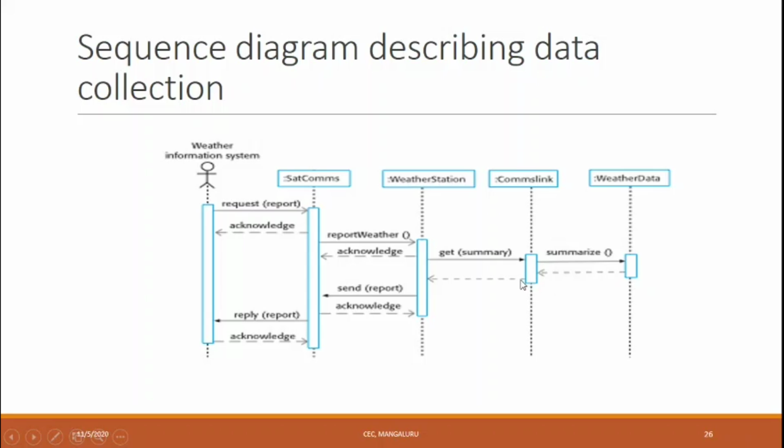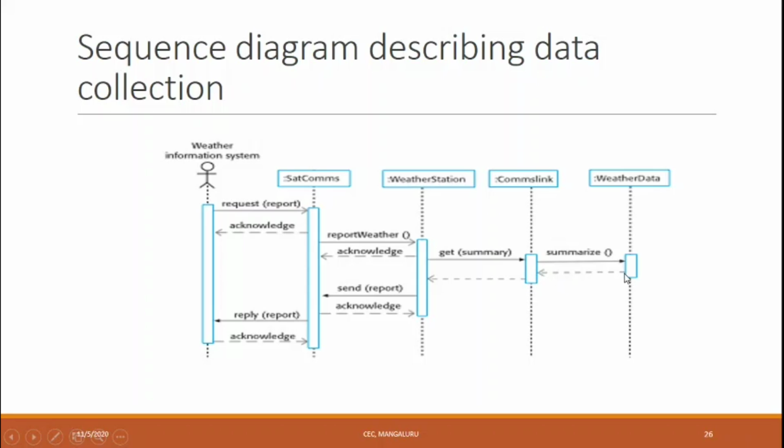Then the communication link calls the summarize method in the object, and weather data waits for a reply till it gets the summarized data. So the weather data summary is computed here, and it sends a return to the weather station via the communication link object. It sends the weather data to the communication link object.